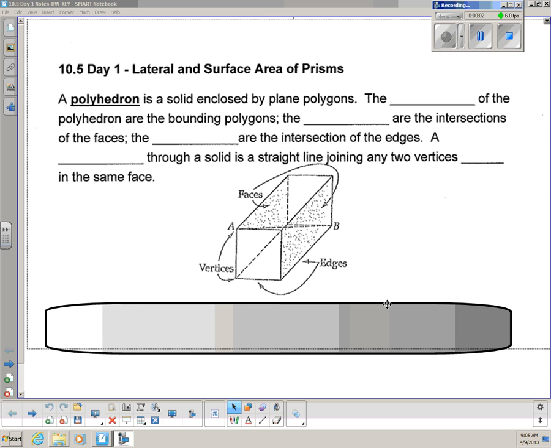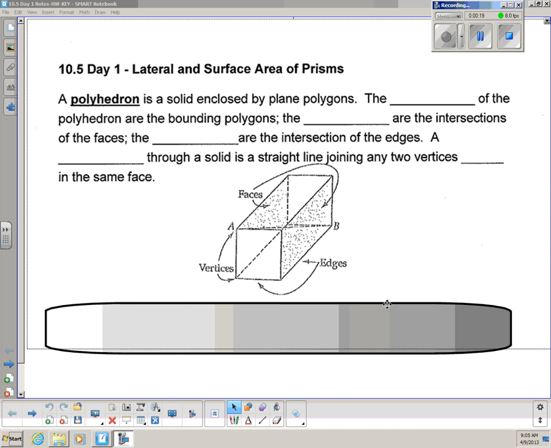Okay, so for today's lesson, we're going to talk about lateral and surface area of prisms. A prism can also be called a polyhedron, and that's just a solid that's enclosed by polygons that are on different planes.